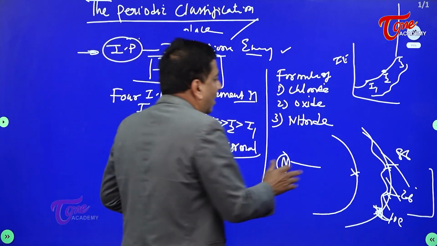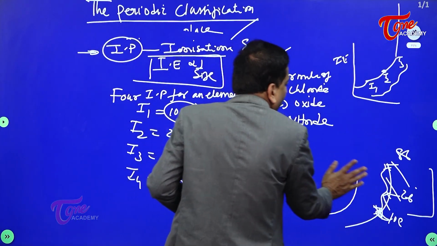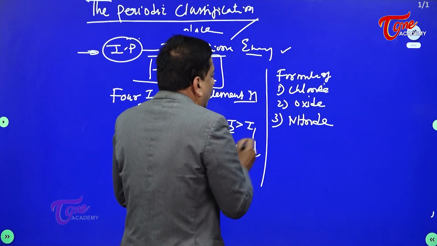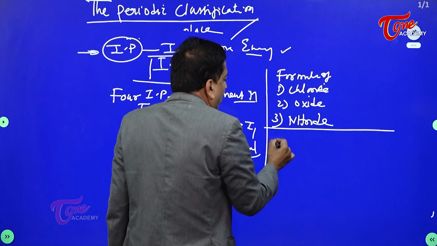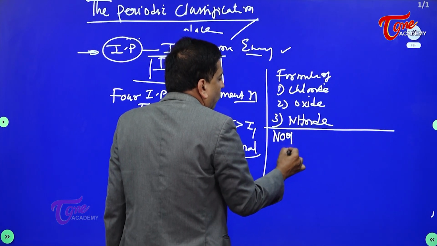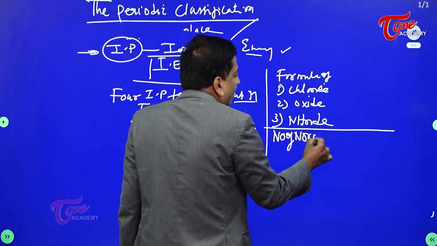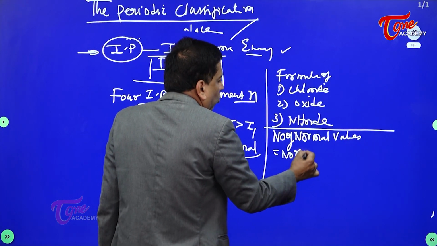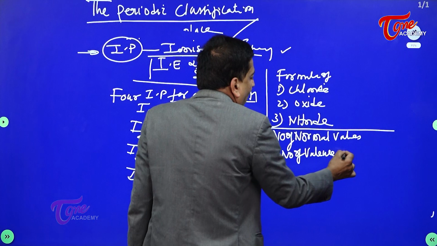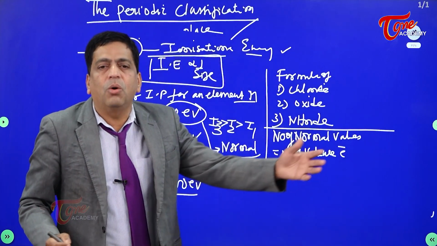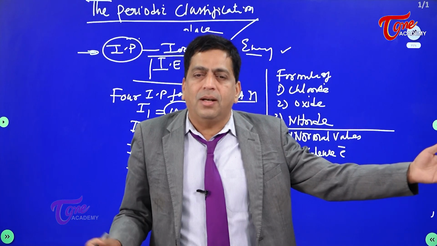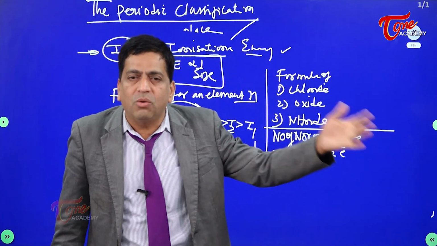So ultimately what I mean to say for people who are preparing for the exam, you must understand the number of normal valences. I write it here: number of normal valences is nothing but the number of valence electrons. That means the number of electrons that are present in the outermost shell. Valence electrons are those present in the outermost shell.